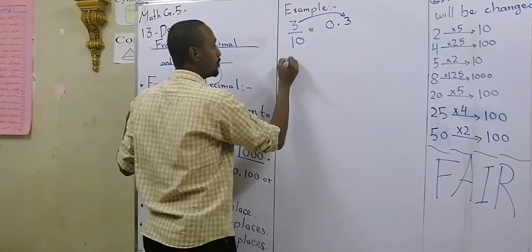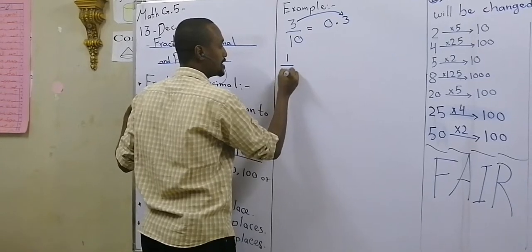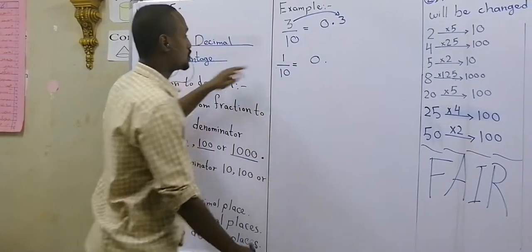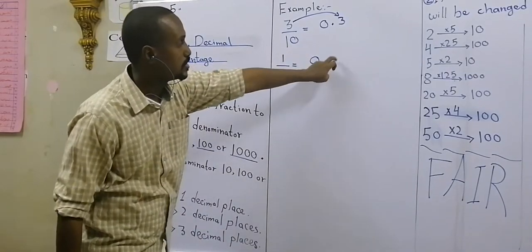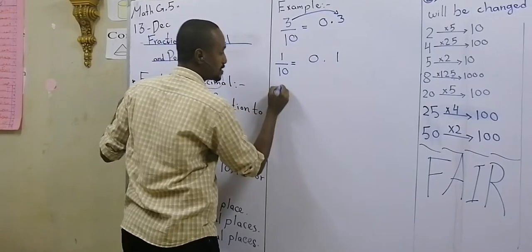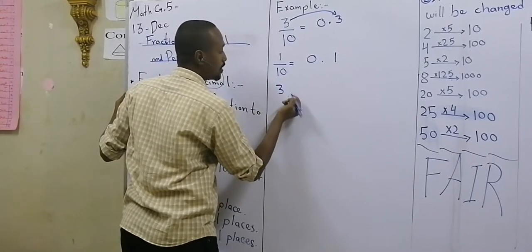For example, another example, 1 over 10. I change it, it will be 0 point. The numerator here is 1, that means the answer here should be 1. It will be 0.1.